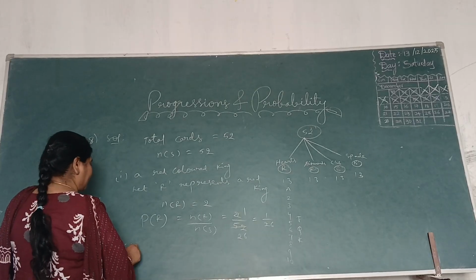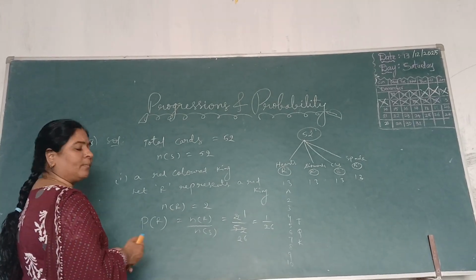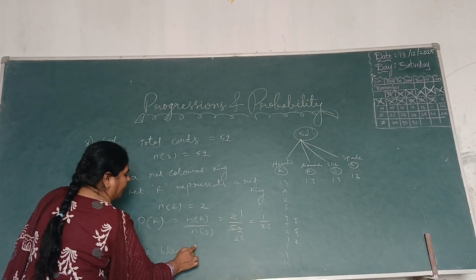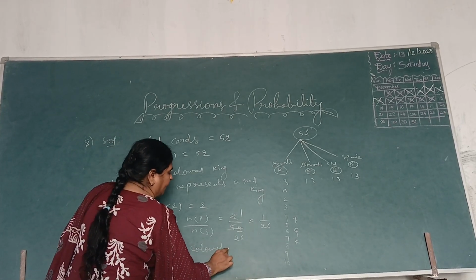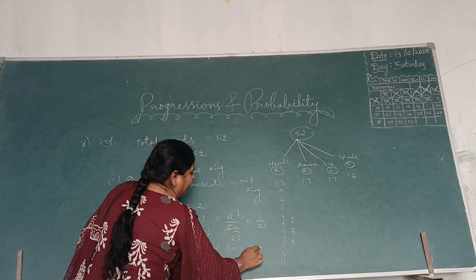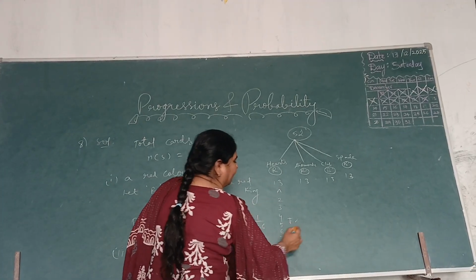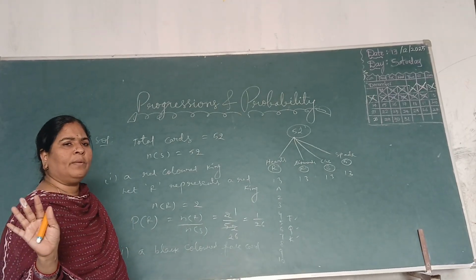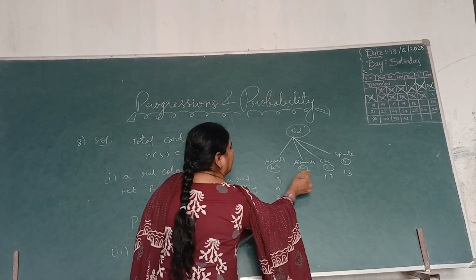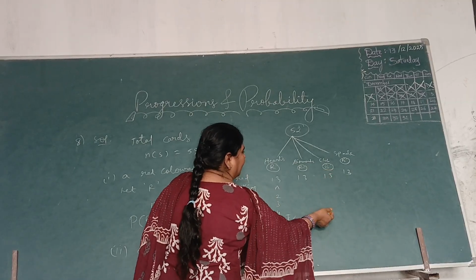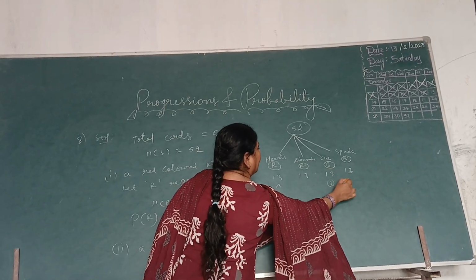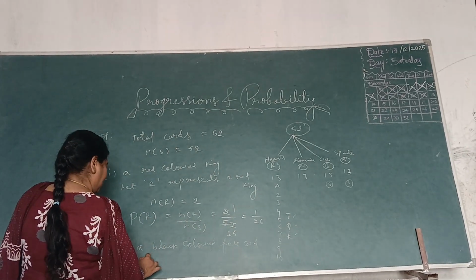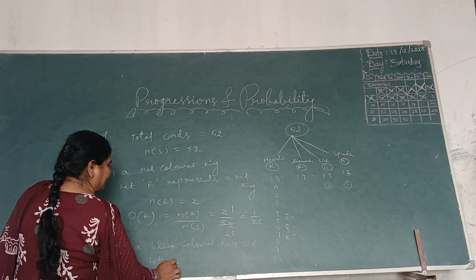Second, what is asked, children? A black colored face card. We already discussed face cards, we will have 3, and he asked only black. He did not ask only face cards. In black we have 3 here and 3 here also. Total 6 face cards.